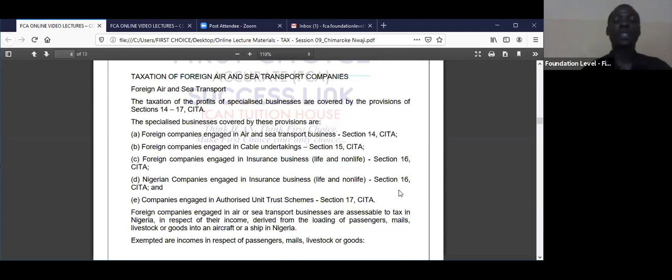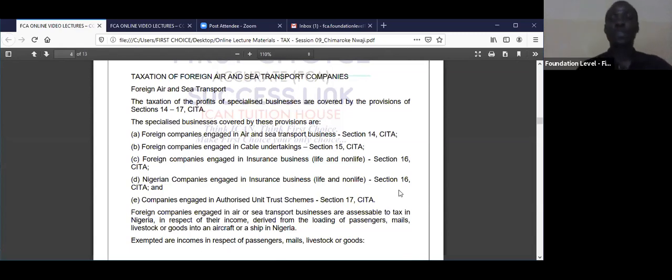Now, which kind of businesses are covered here in specialized business? We have the foreign companies that are engaged in air and sea transport. Foreign companies that are engaged in cable undertakings. Foreign companies engaged in insurance business. And Nigerian companies engaged in insurance business. Then companies engaged in authorized unit trust schemes.